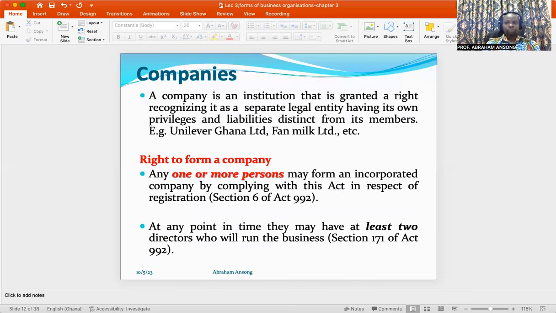Okay, so let's look at companies. A company is an institution that is granted a right, recognizing it as a separate legal entity, having its own privileges and liabilities distinct from its members. All right. So a company is recognized in law to be a separate entity. It has its own privileges and it has its own liabilities.